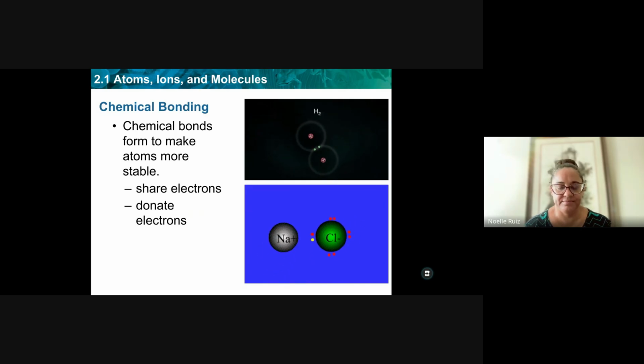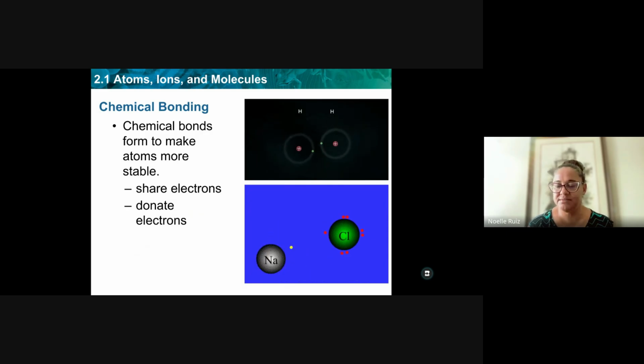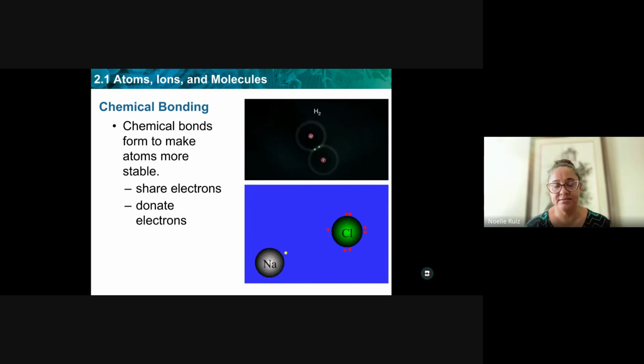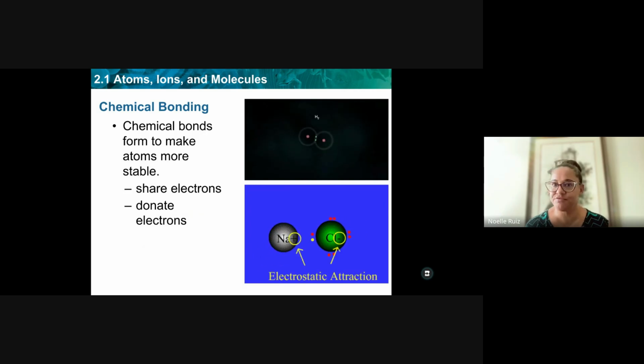On the bottom, electrons get donated. Na is sodium and Cl is chloride. Sodium has one extra electron and it doesn't really want it, so it tends to give that one extra electron away really easily. And sodium chloride is the official name for salt, which is that stuff that most everybody keeps on their table and seasons their food with. And that one is called an ionic bond.